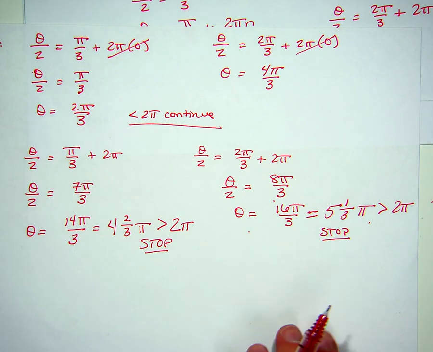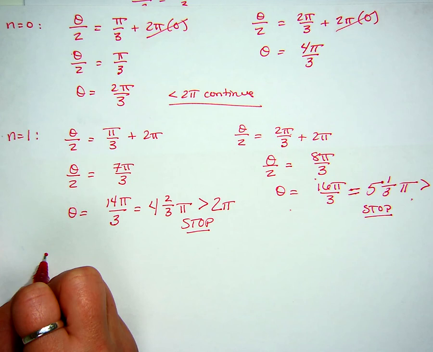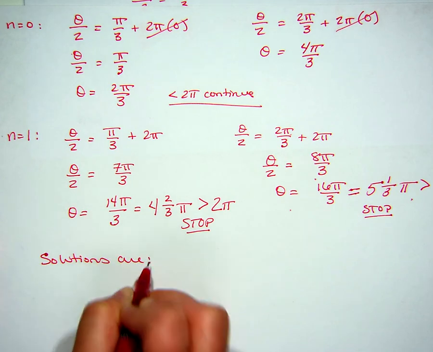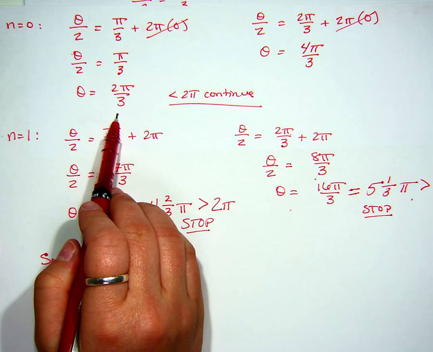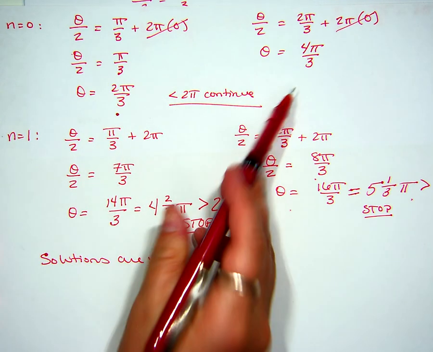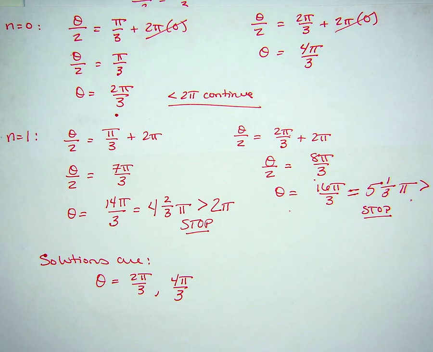Okay, that means that my only solutions to this are 2 pi over 3 and 4 pi over 3. And that's it. Most of them are this short. Most of them are not as long as the first one.